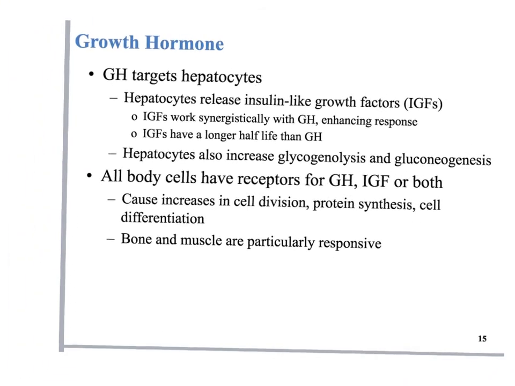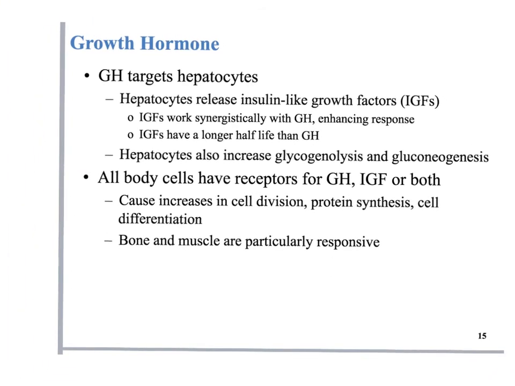Growth hormone targets hepatocytes, the liver. Okay, more than that. And it releases another hormone that we don't really talk about: insulin-like growth factors, IGFs, and there's a multitude of them. All your cells have either receptors for growth hormone or IGF, insulin-like growth factor, right? Because they're going to work together and stimulate other tissues to do the different things growth hormone stimulates your body to do. But second to that, hepatocytes also increase glycogenolysis and gluconeogenesis.